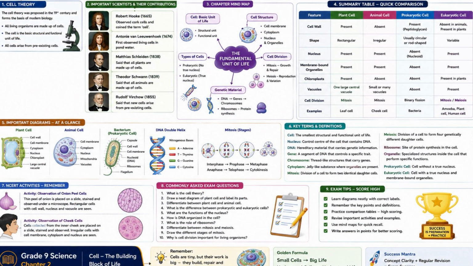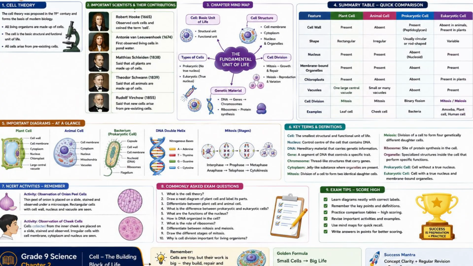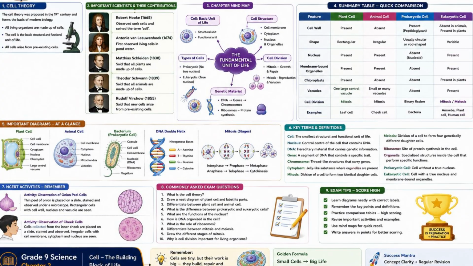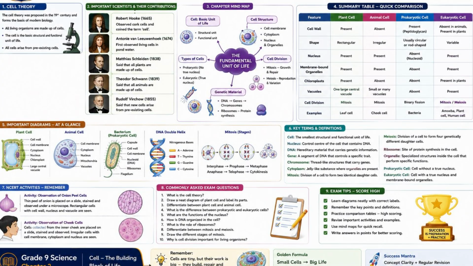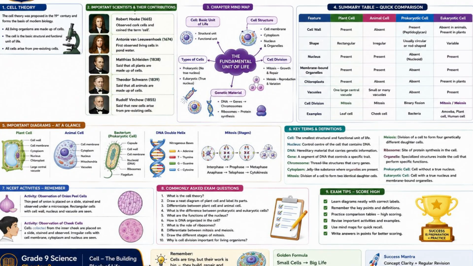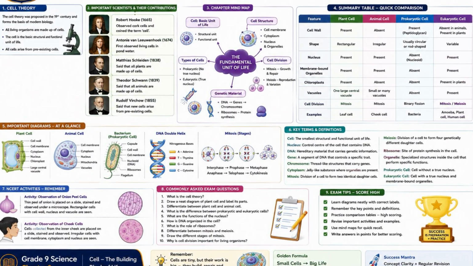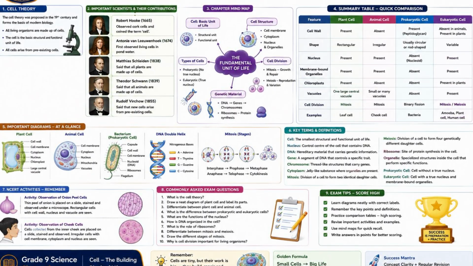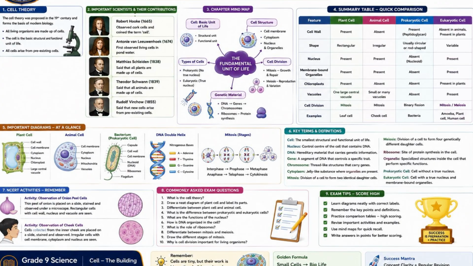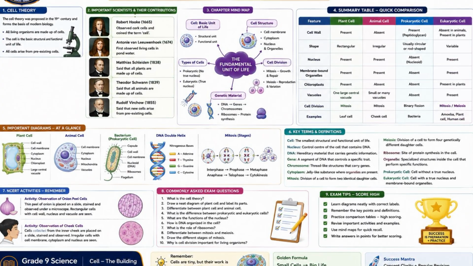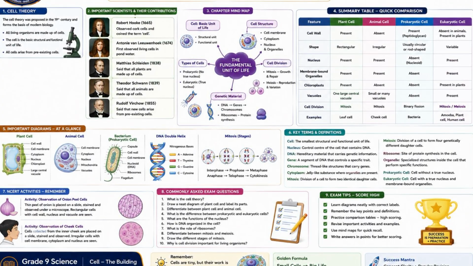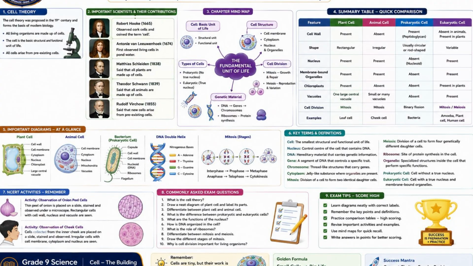Students, another important concept discussed in this chapter was cell division. Cell division allows organisms to grow, repair damaged tissues, and reproduce. There are two major types of cell division. Mitosis produces two genetically identical daughter cells and helps in growth and repair.